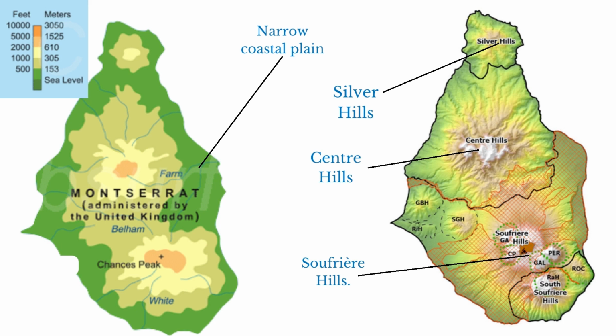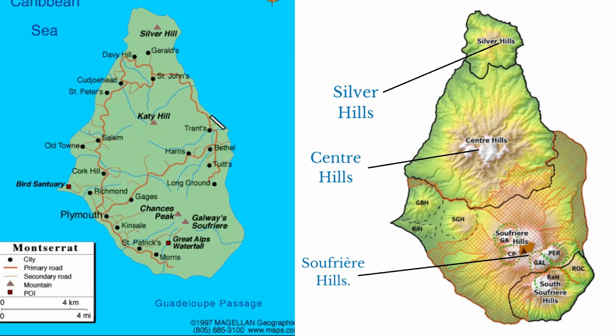Now the map on the right shows that there are 3 mountainous areas in the island of Montserrat. There is the Silver Hills to the north, then there is the Center Hills, and then we have the Soufriere Hills. Between the volcanic mountains are steep-sided river valleys called guts.